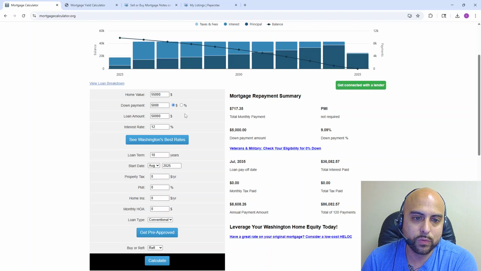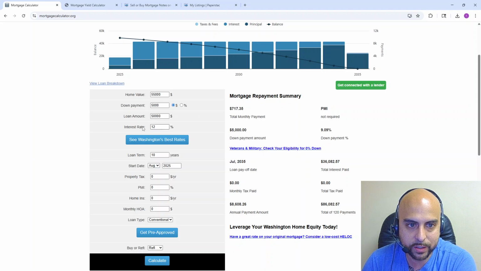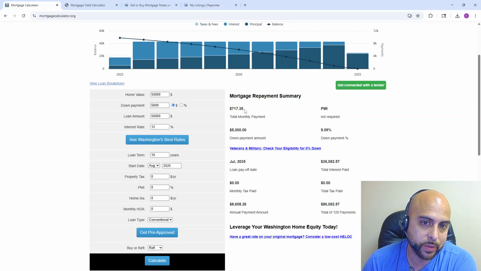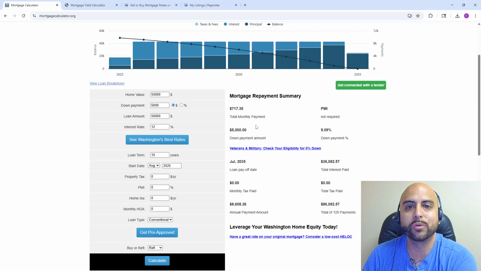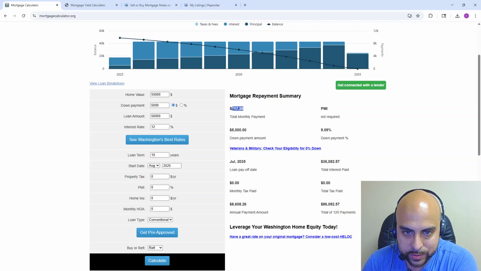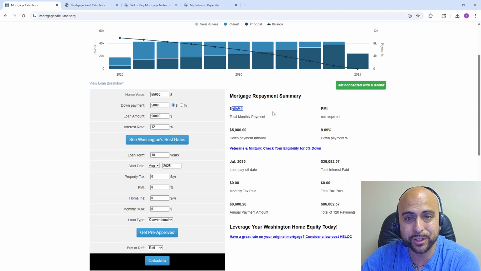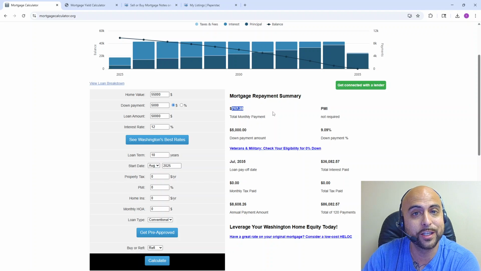So if we put in these numbers, $55,000 purchase price, $5,000 down, this creates a note of $50,000. The rate we're going to charge is 12. The loan term is 10. All these numbers right here, we can just zero them out. They're irrelevant for this example. Then you hit calculate, and you'll see that the principal and interest monthly payment amount to us as the note creator is $717.35 from the buyer. So that's what they owe us every month for the next 10 years.